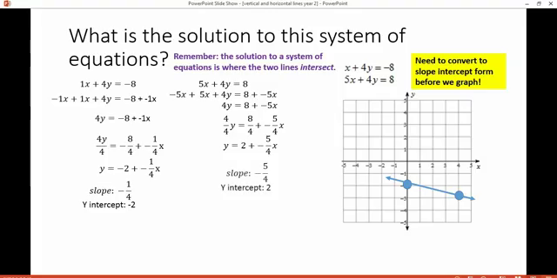I'm going to plot my first point on my y-intercept, which is positive 2. And I'm going to plot my second point down 5 and over 4. I could also plot it up 5 and left 4. That would fall on the same line as my other points. Those lines intersect at the point 4, negative 3, right there. That's where they cross. Therefore, the solution to this system is 4, negative 3.